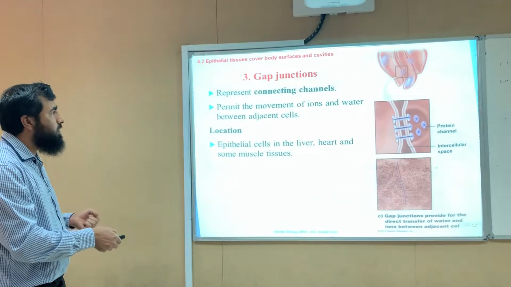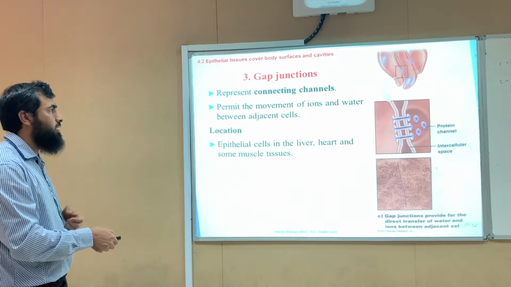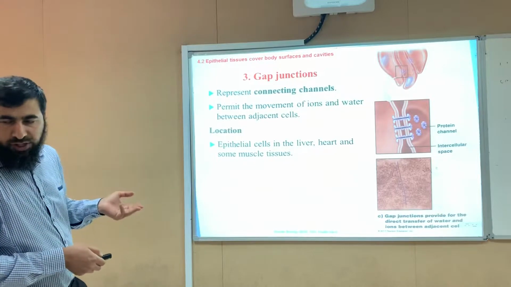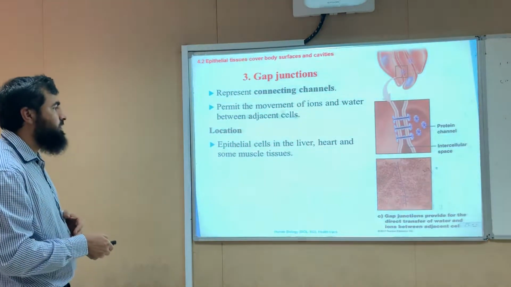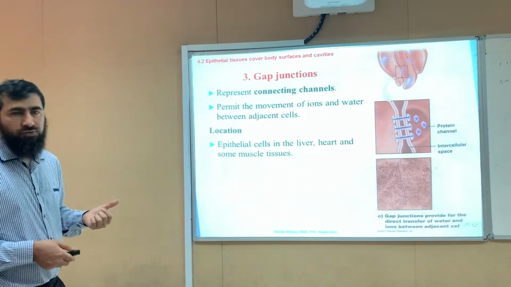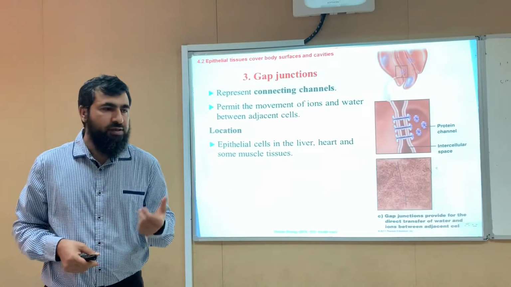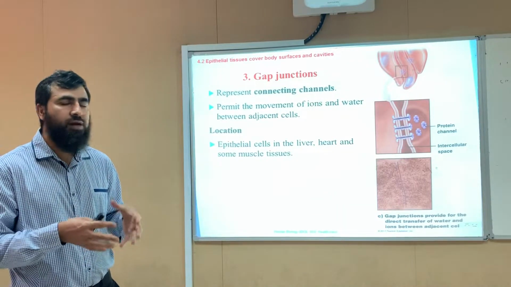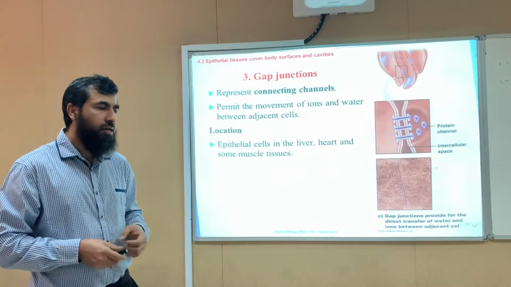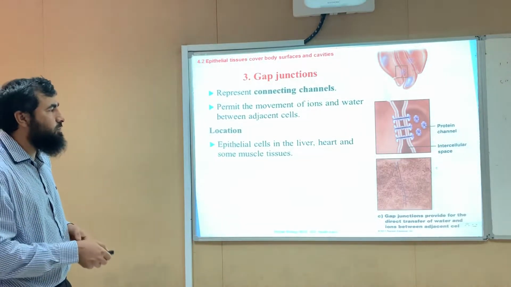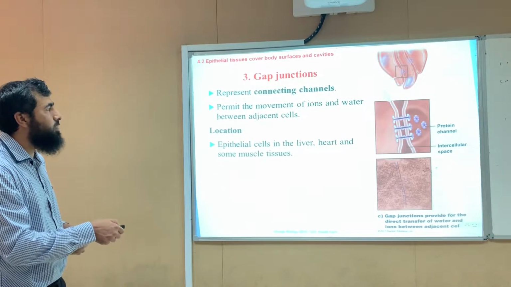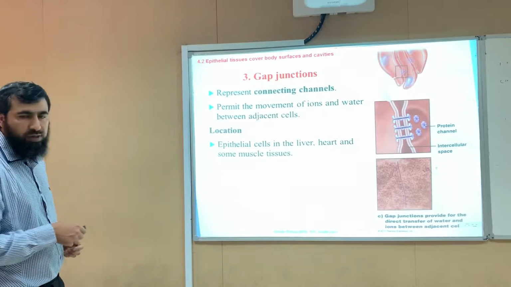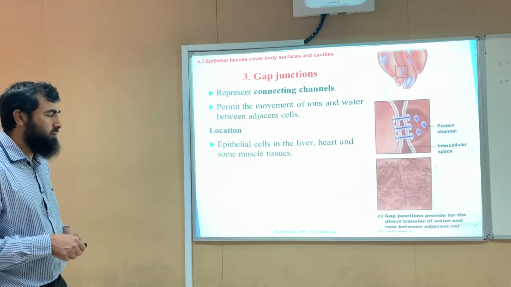All right. So we have 3 types of junctions between the epithelial tissue. One makes it waterproof. The second one gives it some strength but flexibility. The third type allows for molecule exchange, like ions and water, between the cells next to each other. Okay.